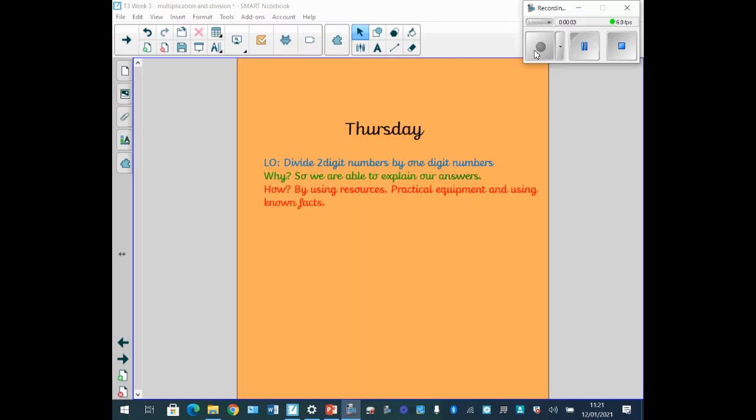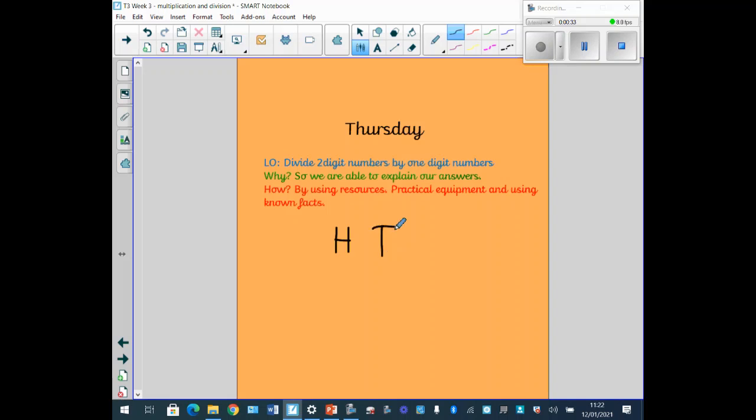Okay then, boys and girls, today we're going to divide two-digit numbers by one-digit numbers so that we're able to explain our answers and solve more complex division questions. So we're going to be using some resources today, using our deans and our known facts to help us. For those of you at home, deans are basically our hundreds, tens and ones, and they're represented by a picture.